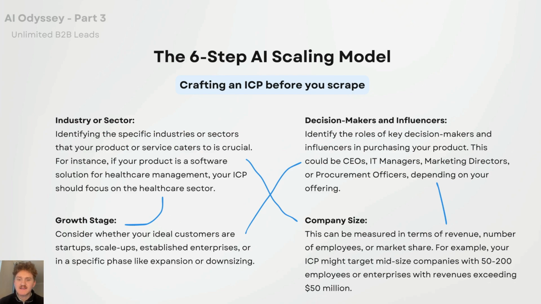The growth stage. Consider whether your ideal customers are just starting out. So that can be learned from revenue or employee count. Or if they're in a specific phase like expansion or downsizing, have they hired loads recently? Have they gotten rid of loads of people recently? Now, with identifying the role of your decision makers, this could be CEOs, IT managers, marketing directors, etc., depending on the offering. And we're going to go into something really, really big, a really cool secret in the next slide. And finally, company size.